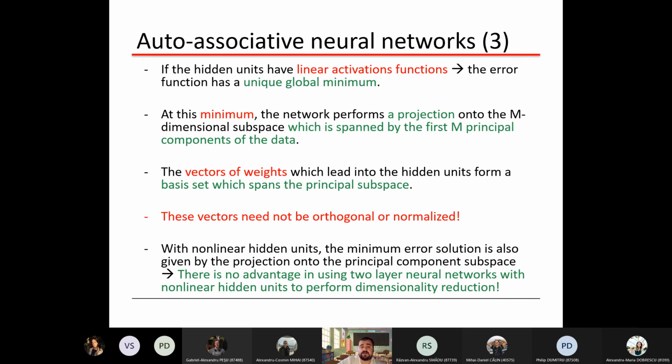If instead of using a linear activation function, we use non-linear hidden units, then the minimum error solution is also given by the projection onto the principal component subspace. So there is no advantage in using two-layer neural networks with non-linear hidden units to perform dimensionality reduction.